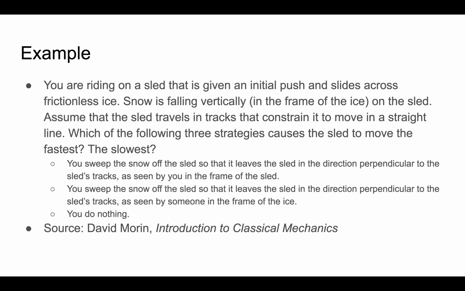So that means that in the frame of the sled we perceive the sled to be stationary and that the snow is going perpendicular in that way. Make sure to get some good spatial reasoning. Think about what this would look like before you move on to solving the problem. Anyways, strategy number 2 is similar. We sweep the snow off the sled so that it's perpendicular to the sled's motion in the frame of the ice. So in the frame of the ice, the sled is moving. In the frame of the sled, the ice is moving. And strategy number 3 is we do nothing and let the snow pile up.